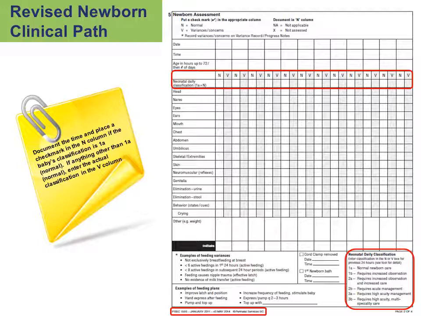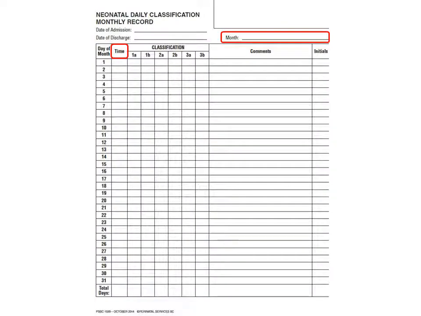For those who have not, due to having a large stockpile of the older forms, you can use the monthly record in the interim. This is a copy of the Neonatal Daily Classification monthly record. It is the form that the 13 NICUs across the province use to physically record the classification. You would only use this form at your site if either you're using up your old stock of newborn clinical paths, or if you do not use the newborn clinical paths for charting on babies requiring readmission under 28 days.